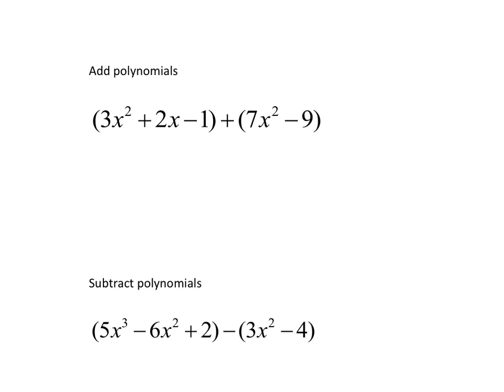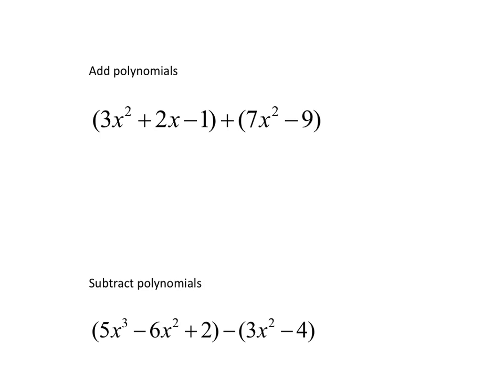Now we're going to actually add some polynomials. So here's two polynomials, 3x squared plus 2x minus 1. That's a second degree trinomial. Second degree because the highest exponent is 2, and trinomial because there's 3 terms. And I'm going to add that to a second degree binomial.